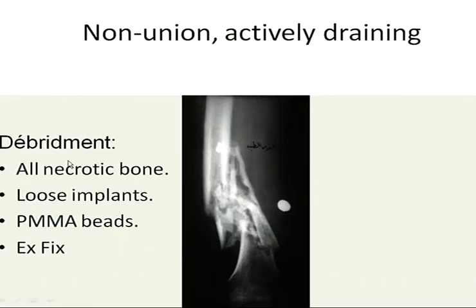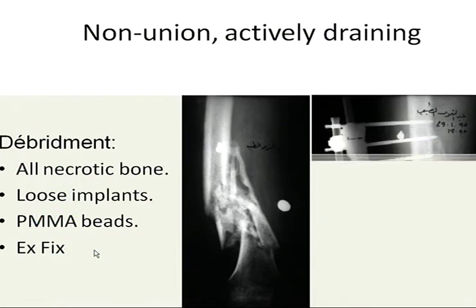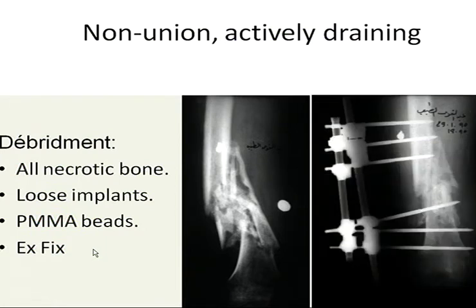Example here, this is an infected non-union after a bullet fracture. We can see a bone sequestrum here, and so on. So debridement, all necrotic bone is removed. Loose implants are removed, if any. Polymethyl methacrylate beads are useful, and application of external fixator. And aligning the fracture results in union.